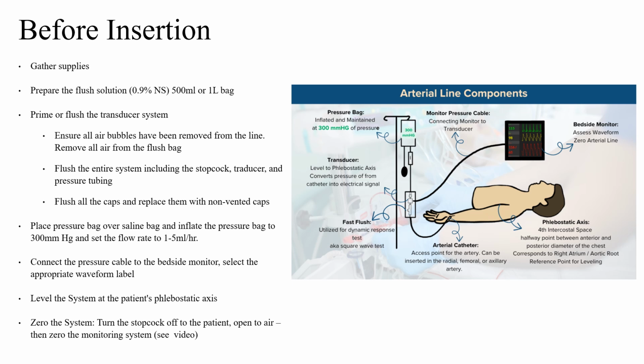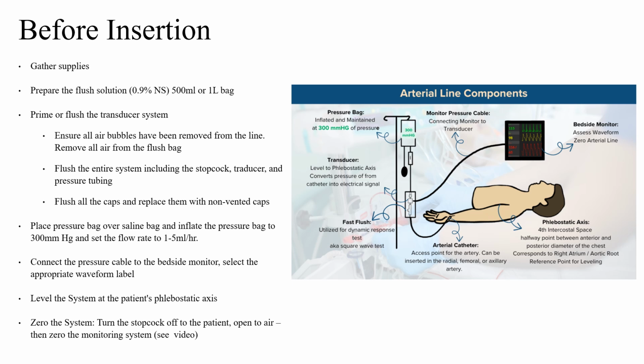The last thing that we want to do is put any air into the arterial side of this patient. You could certainly stroke this patient out if they get an air embolism in there. So it's super important that you get air all the way out of the flush bag and the line in the system. You have to flush the entire system, including the stopcock, the transducer, and the pressure tubing. Once you flush all the caps, you have to replace them with the non-vented caps, and those come in the transducer pack when you open up the kit.